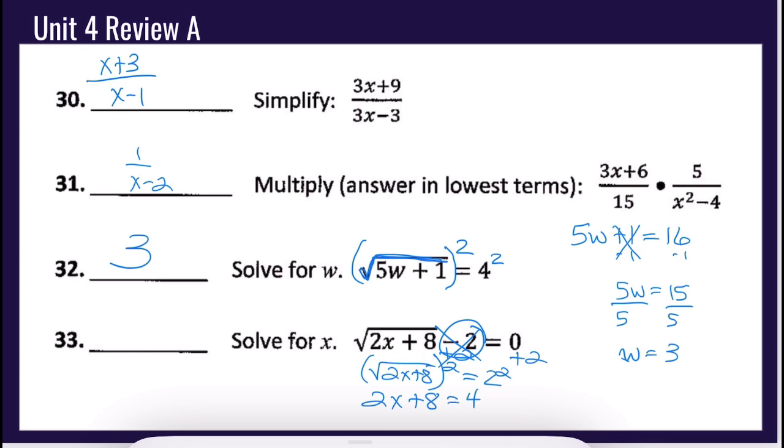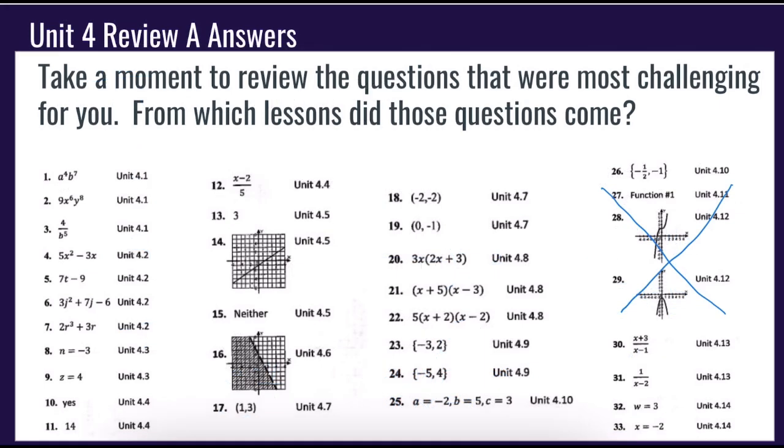I'm going to subtract 8 from both sides, and I'm running out of room, so I'm going to move it over to the side. That gets me 2x equals negative 4. I'm going to divide by 2, and that gives me x equals negative 2. So if we have a root, we have to do the power to cancel it out. Exponents and roots are opposites. That's how they cancel each other out. And that's the end of Test A for Unit 4.